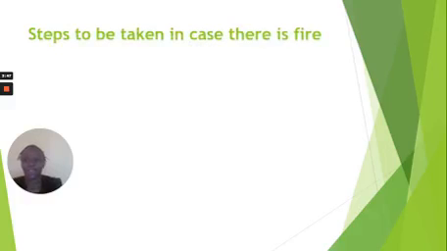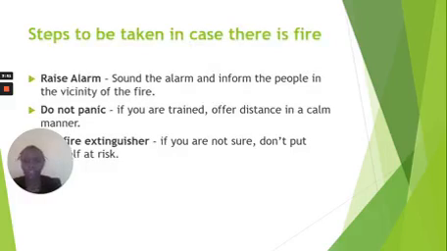There are steps to be taken in case there's a fire. This is very important because if workers do not know this, it's very hard to prevent them from accidents. Number 1, you should raise the alarm. Sound the alarm and inform the people in the vicinity of the fire. By this we mean that there should be an alarm within the vicinity that all workers should know how to put on, so that in case of fire outbreak, they are able to switch it on.